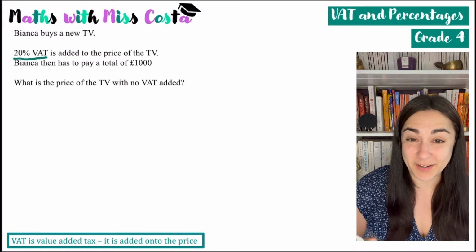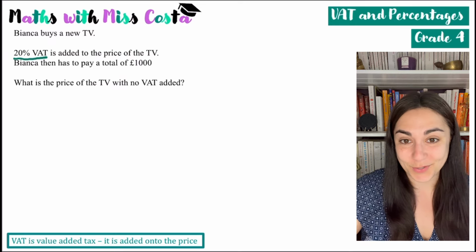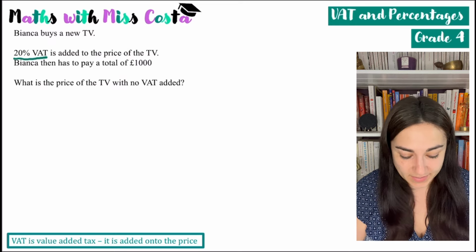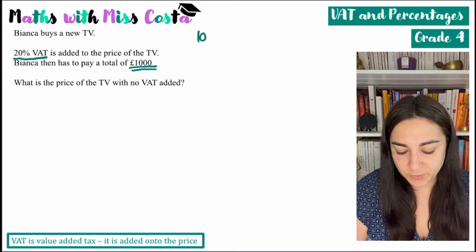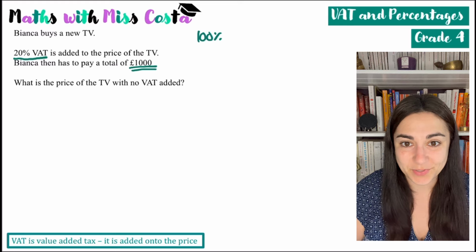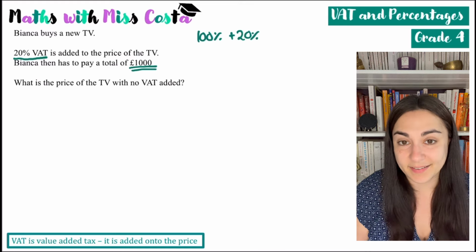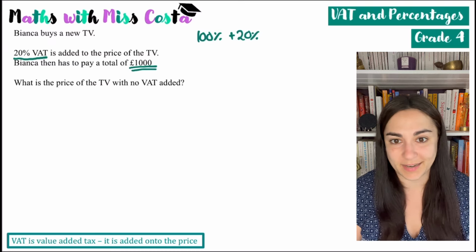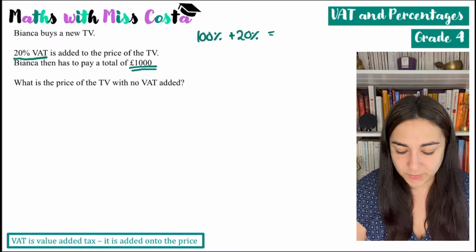Remember, VAT is value added tax. It's additional money that is added onto the price of your item. Bianca then has to pay a total of £1,000. So the original value of your item is always going to be 100%. Anything additional to that is on top of that. So she has paid 20% tax on top of the 100% purchase price of the item. So in total, she is paying 120%.